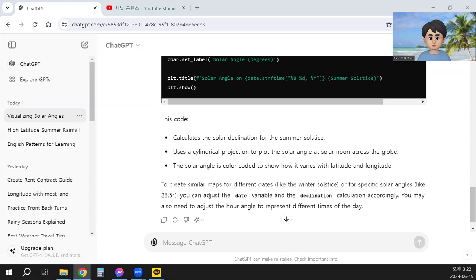The gray circle of 23.5 degrees for the 90 degree solar angle in summer solstice, and how can the gray circle be expressed if Taiwan is the center of the world?